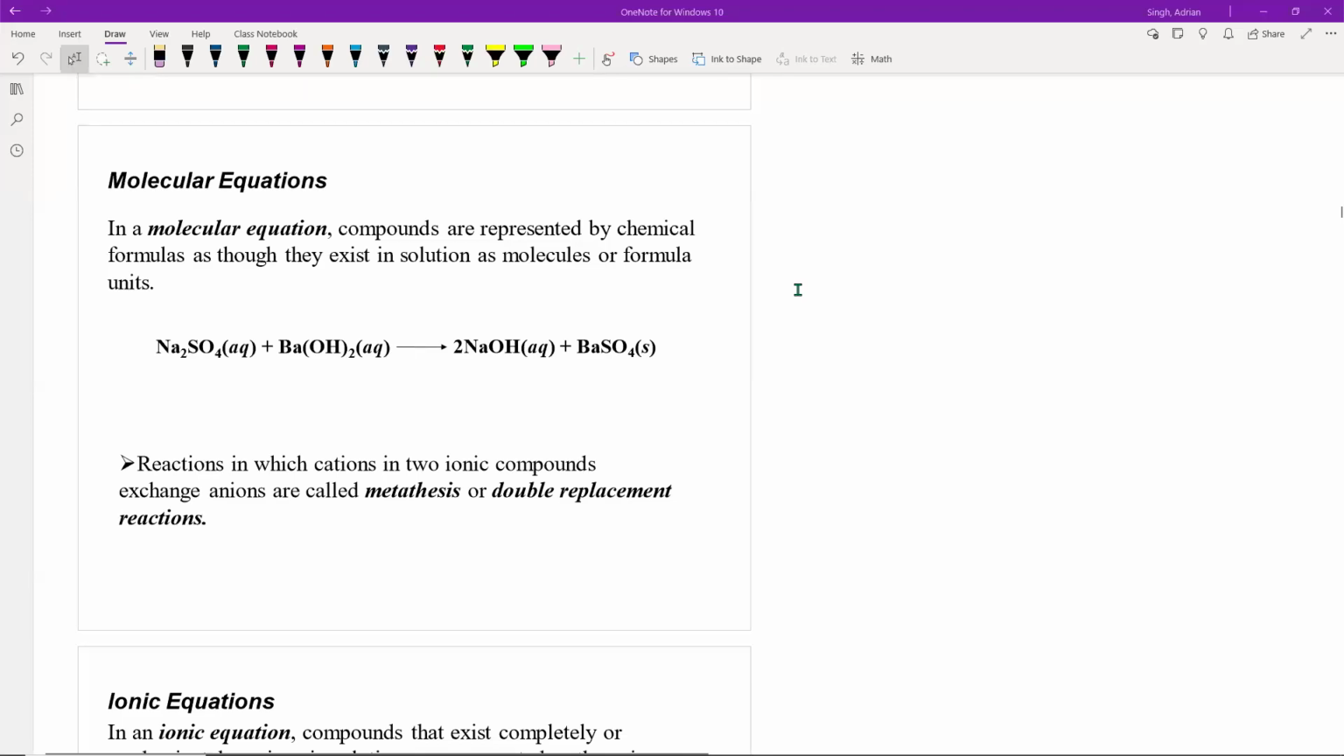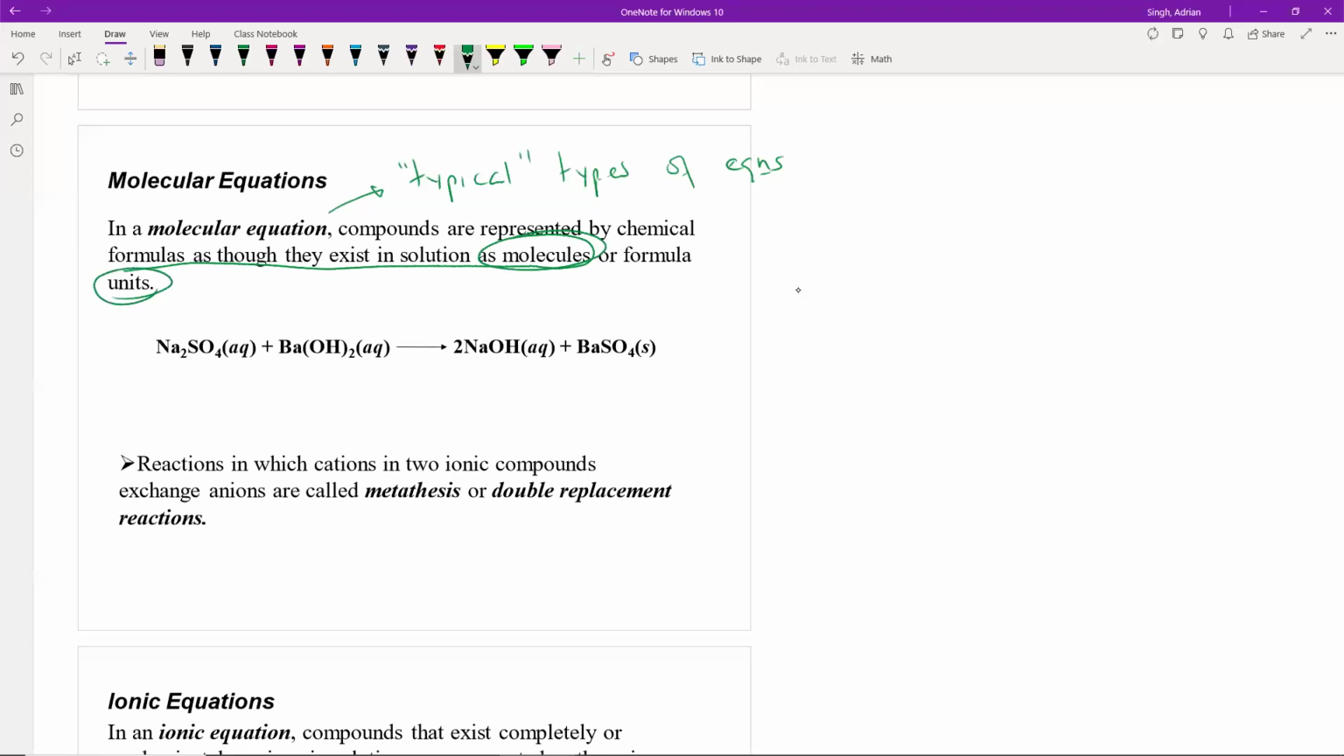Okay, so now we're going to see how we can use that solubility table to write different types of equations. And we'll start off with the type of equation we've used all along so far, which are known as molecular equations. These are the typical types of equations we've seen before, where we represent the chemical formulas as they exist in solution as either molecules or formula units.